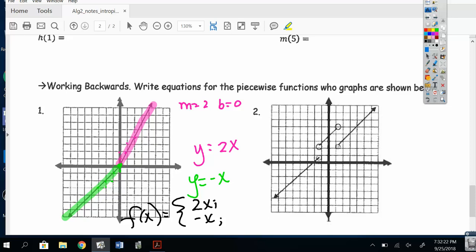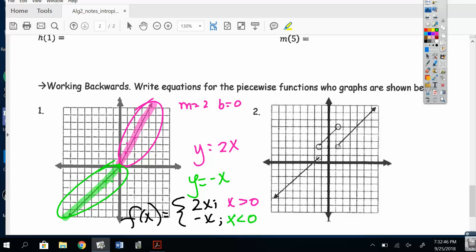So if I go back and I look at this pink one, x is greater than or less than. It's going to be greater than because it's going to the right. And is it greater than what? It's greater than 0. So x is greater than 0. And the green one restriction is going to the left, so it's less than. So x is less than 0.